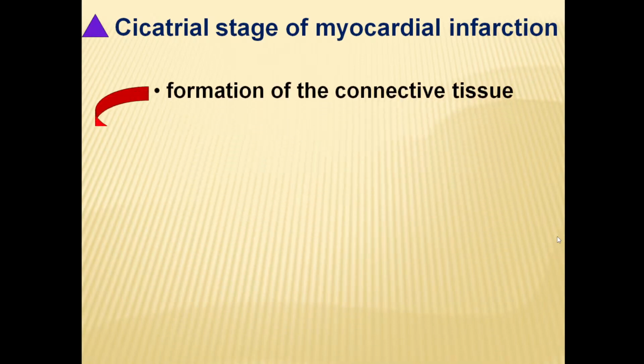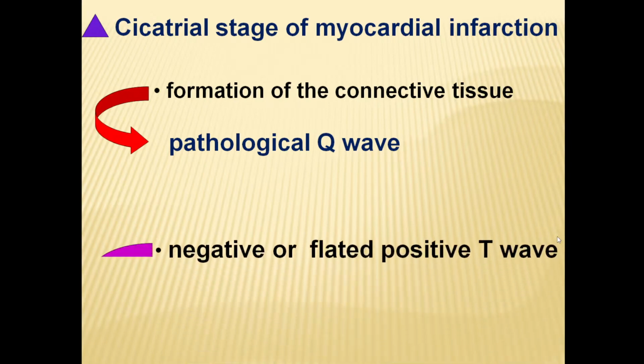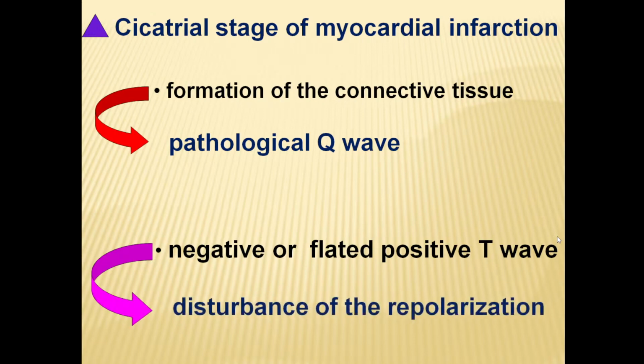How can you know about the formation of connective tissue? On ECG you will behold only a pathological Q wave. The ST segment is isoelectrical, and the T wave loses its ischemic characteristic. It may be negative, flat, or positive. It depends on the size of the cicatrial scar, but it will be assessed as a disturbance of repolarization because it loses its ischemic properties. We remember the ischemic T wave must be sharp, symmetrical, and high or deep.